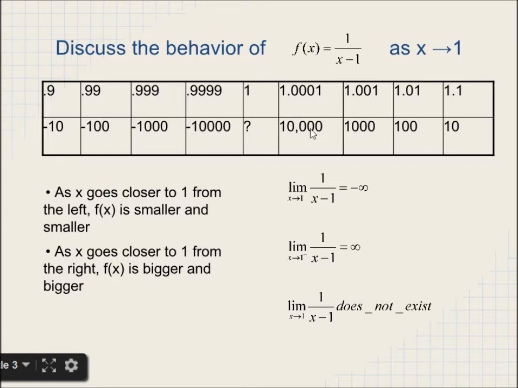So as it approaches from the right, it becomes bigger and bigger, and as it approaches from the left, it becomes smaller and smaller. That means from the left it goes to minus infinity, and from the right it goes to infinity. These two are going in different directions and are not equal. So the limit of 1/(x - 1) as x approaches 1 does not exist.